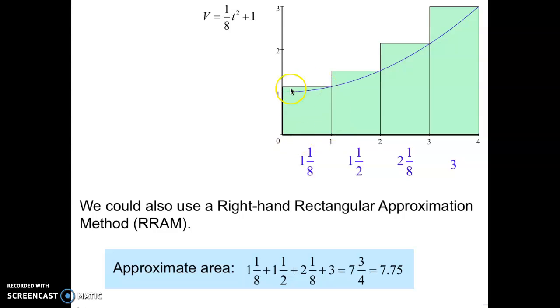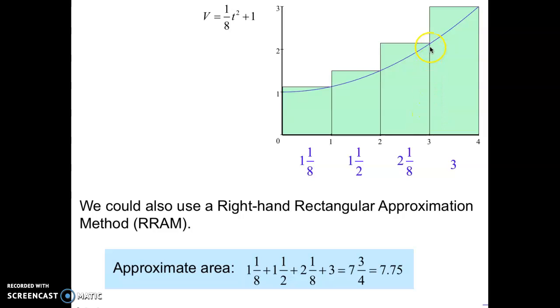And then I found out what each length times width is here. Well, the width of each of these is still 1. So I just figured out the length. So here when t equals 4, that would be 4 squared, which is 16, divided by 8, which is 2, plus 1 was equal to 3. So that was the area of this big rectangle.